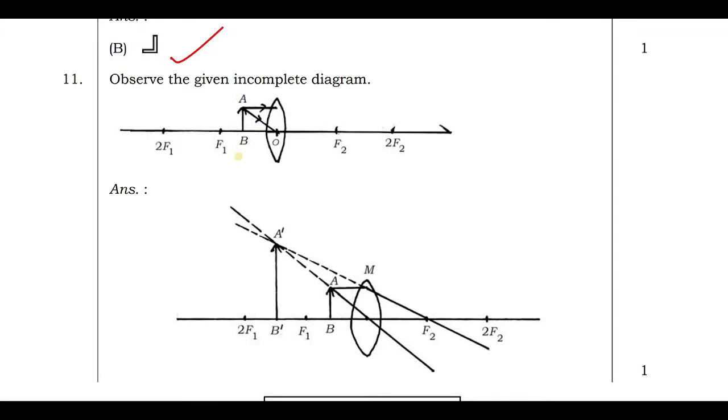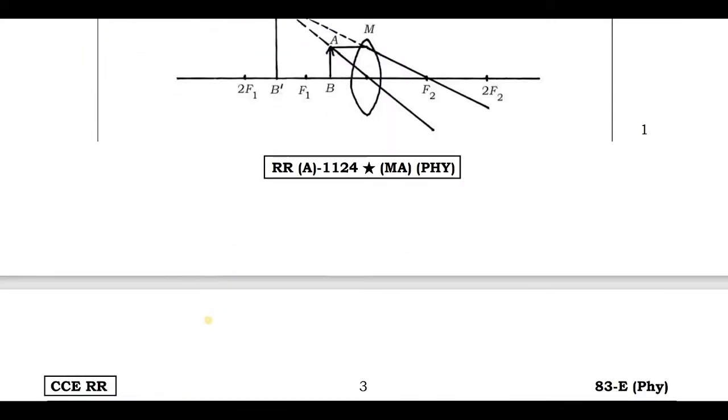So it's an incomplete diagram. If we extend the reflected rays back, they will meet at a point. So what we get is the image here, in between 2F1 and F1.